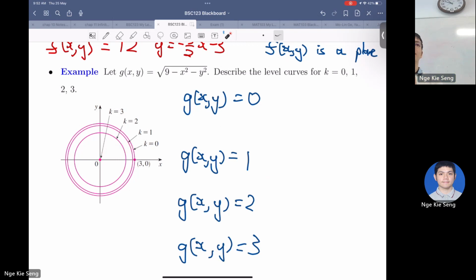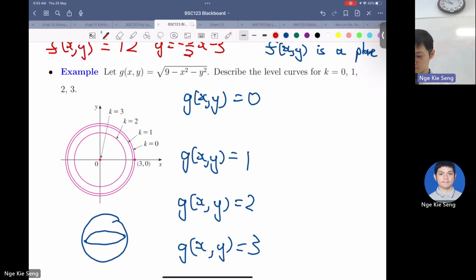What do you get? Sphere? Not quite a sphere. Cone? Because this is quite symmetric, we call it a hemisphere, half of the sphere. So we only get the top part of the sphere. So we get something like this.